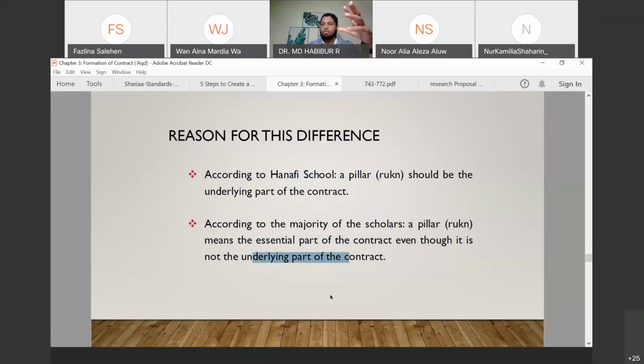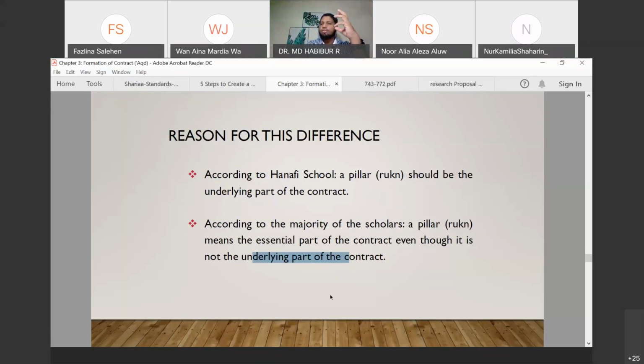So the foundation is offer and acceptance, because offer and acceptance is the basis of communication. But the majority says no, the pillar is not the underlying part only. The pillar is also the essential part. So the commodity is essential, the price is essential, the contracting party is also essential. That's why the majority consider all six items as the pillars. But Hanafi says no, only two items will be the pillars. The rest is just condition, just shart.